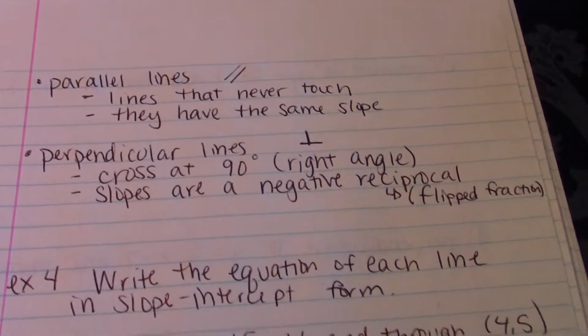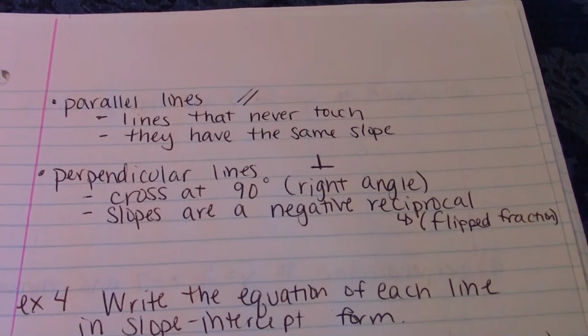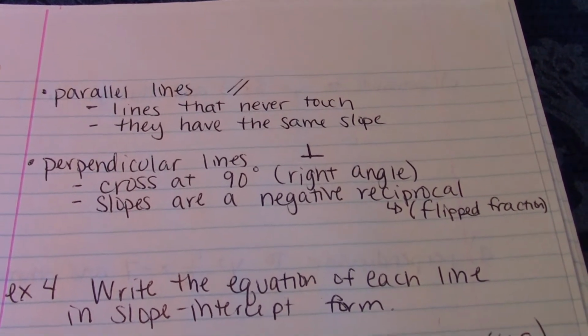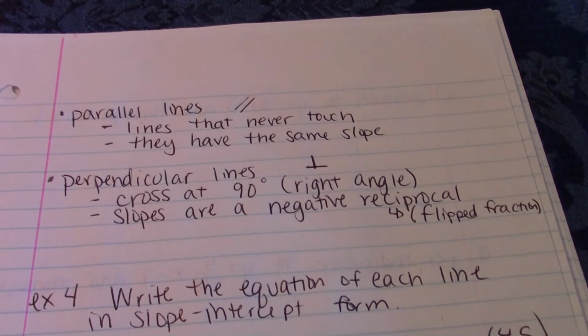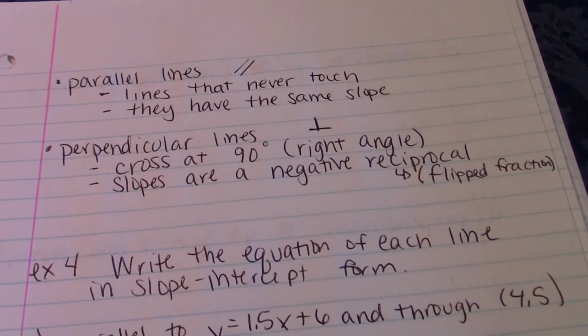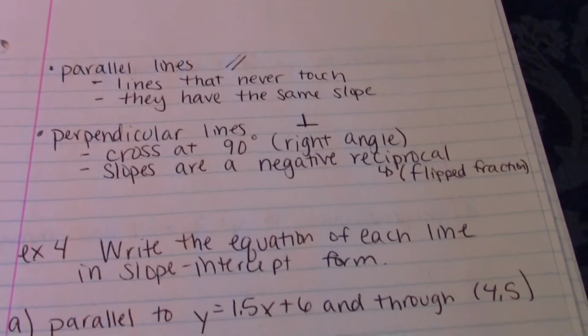Now, perpendicular lines are geometry symbols in upside down T. They cross at 90 degrees or a right angle. And for today, we really need to know that the slopes are negative reciprocal. That means I'm going to flip the sign. If it's positive, it will become negative. If it's negative, it will become positive. And make the fraction the reciprocal, flip the fraction upside down.